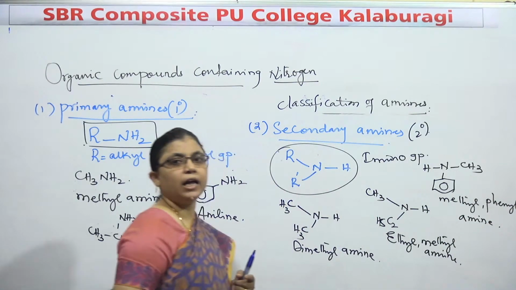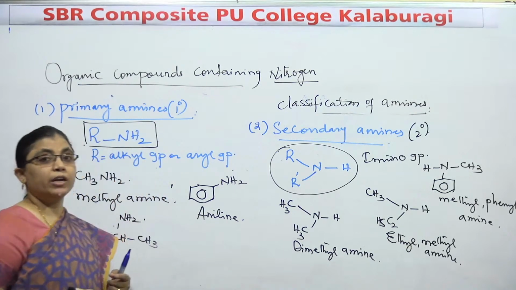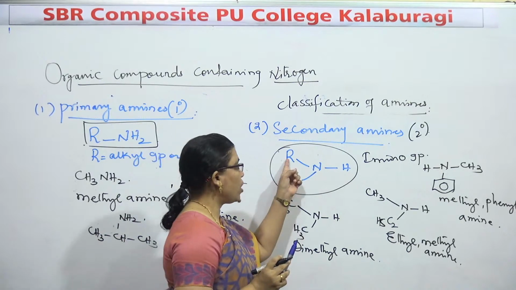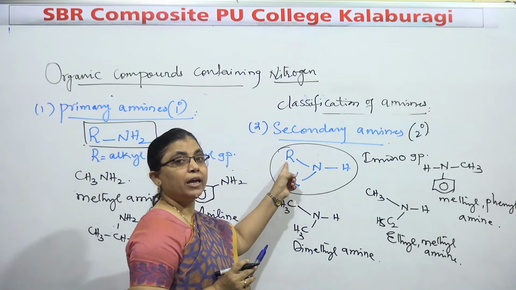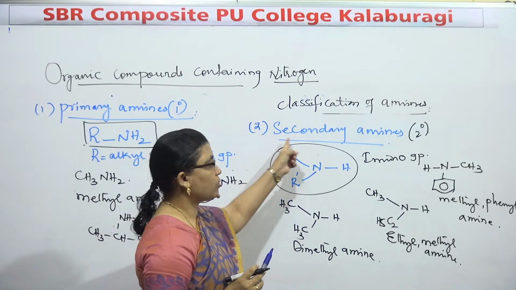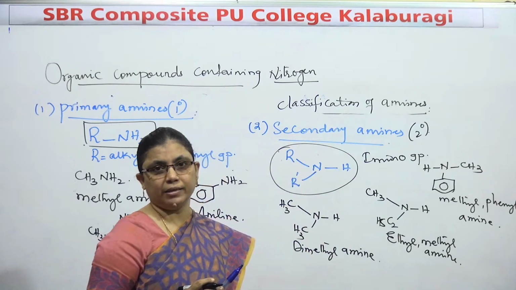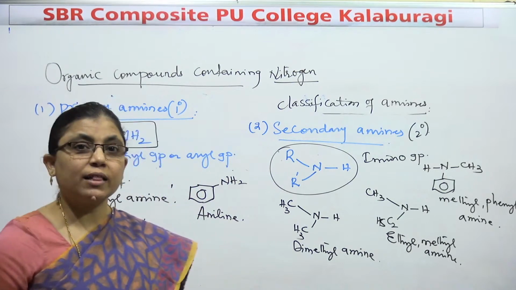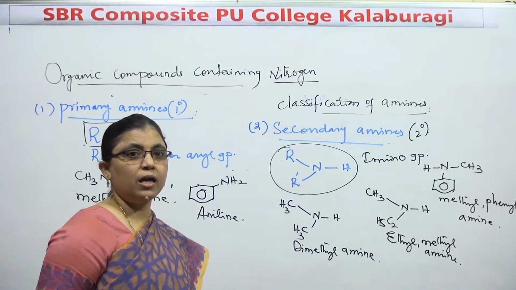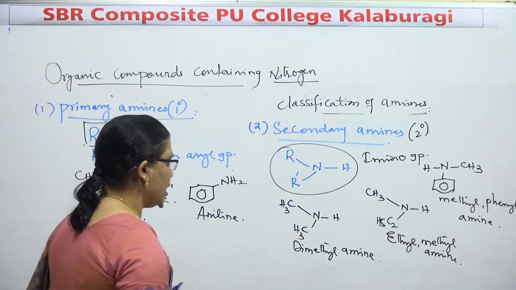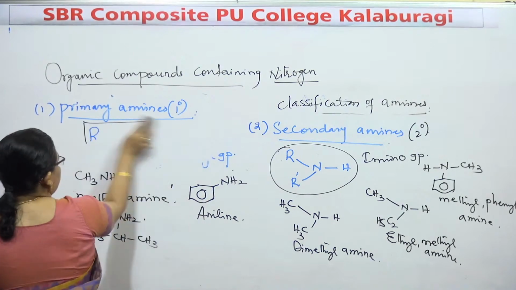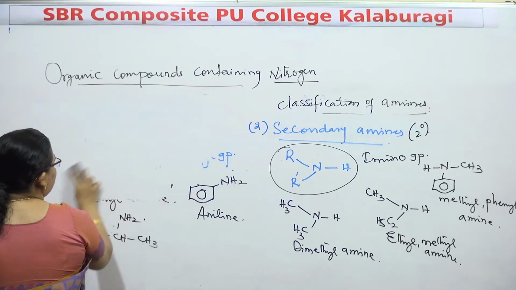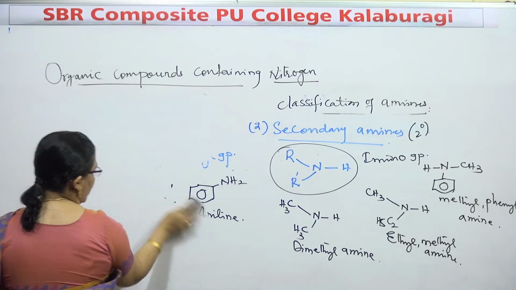Methyl phenyl amine. So we can say that whenever we replace 2 hydrogen atoms of ammonia by alkyl group or aryl group, they are called secondary amines. In the same way, tertiary amine is where all the 3 hydrogen atoms of ammonia are replaced by alkyl group or aryl group.